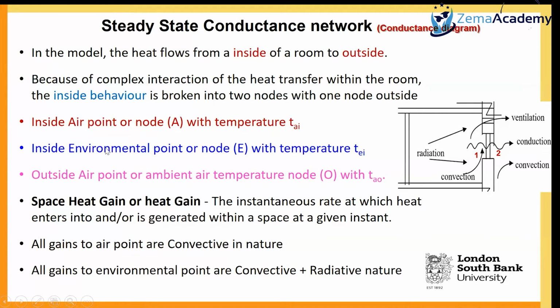Now, because we are considering heat transfer process from inside to outside, hence we are considering a node outside of the wall, which is the outside air point, because ultimately whatever heat is transferred from inside space, it is transferred to the outside space. So we are saying that outside we have got one node, and that node is called the air point or ambient air temperature node, and it is indicated by O because of the outside. And the temperature at this node is taken to be TAO, which is air temperature outside.